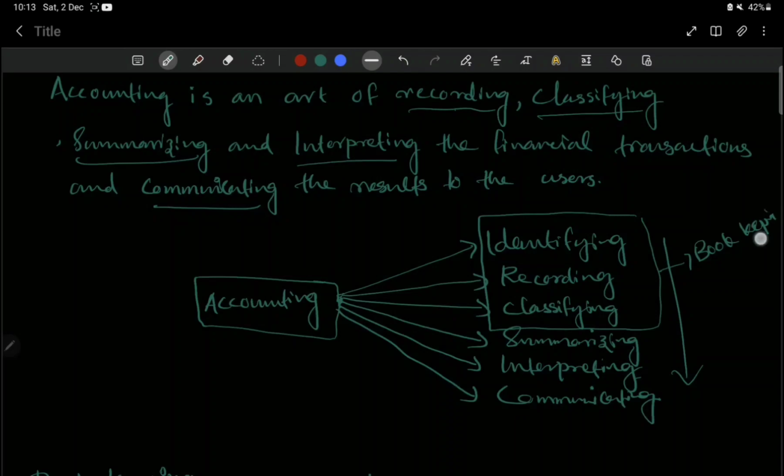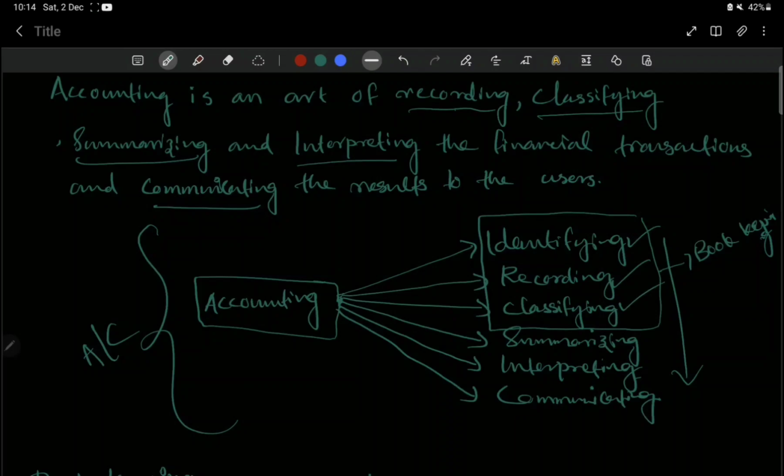Bookkeeping, right? All this together is called the accounting process. Accounting. So bookkeeping involves identifying, recording and classifying the transactions, right? The accounting involves all these processes: identifying, recording, classifying, summarizing, interpreting, communicating, etc. So this is the difference between bookkeeping and accounting. So this identifying, recording, classifying is known as bookkeeping. All together are called accounting, as I said.